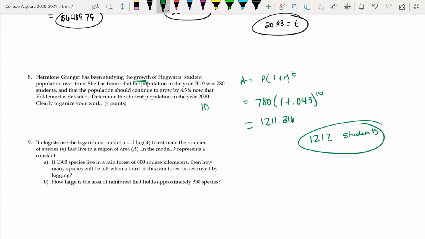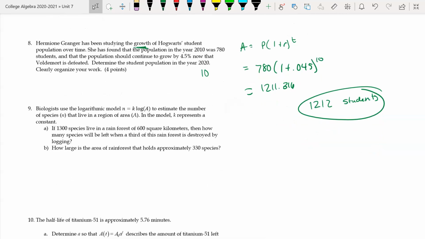All right. Next one says biologists use the log model N equals k log of a to estimate the number of species that live in a region of area. In the model, k represents a constant. So 1,300 species live in a rainforest of 600 square meters. Then how many species will be left when a third of this rainforest is destroyed by logging?